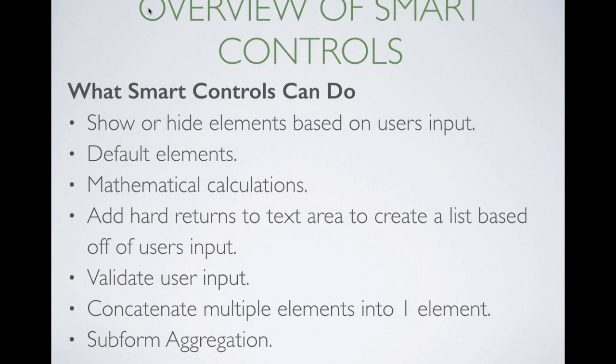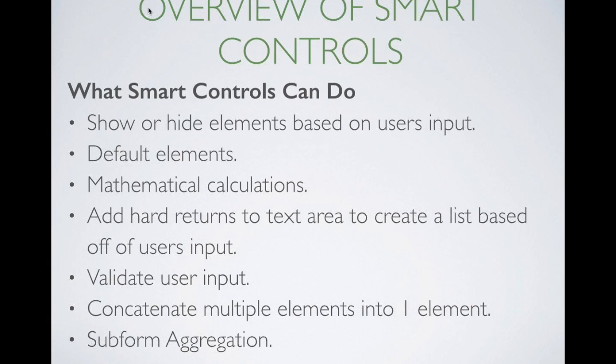The first one being that you can show or hide elements based on a user input. A lot of times people will do that based off of a selection from an option list, then they'll maybe show a text area underneath. You can default elements. So maybe you want to default an element to always have a specific email address. So if you want to do that, you could place the default in the dynamic value. You can add mathematical calculations. A lot of folks will want to have a total at the bottom of their forms. So this is what you can do with our smart controls.